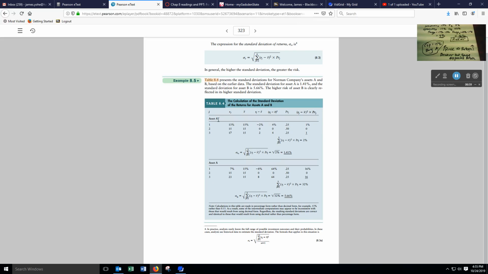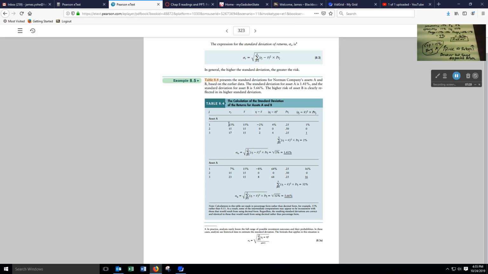If you look here, I've got asset A. J sub 1 is the pessimistic return. J is 1 for the pessimistic, 2 for the most likely, and 3 for the optimistic. And then I've got the returns here for each different scenario. This R bar is my expected return for the asset in general.